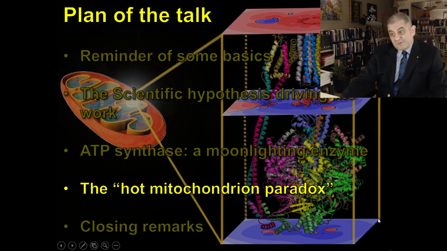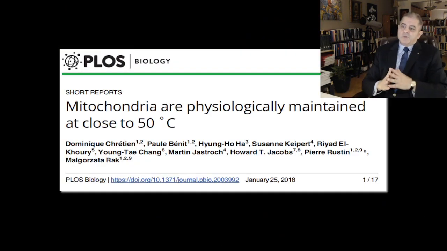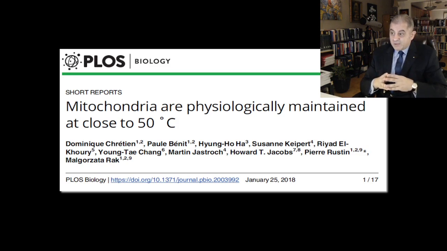So the last thing I have to touch upon a little bit is the hot mitochondrion paradox, since the mitochondrion is the focus of this work. And these may not be unrelated topics. So in 2018, Pierre Rustin and others, Dominique Chrétien, published this very intriguing paper indicating that, based on their fluorimetric measurements of the temperature of the mitochondrion, the mitochondrion might be about 10 or more degrees hotter than its immediate environment in the cell.